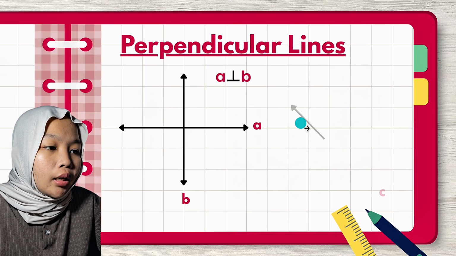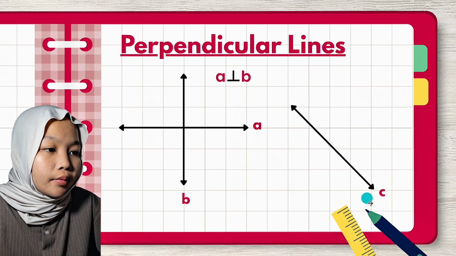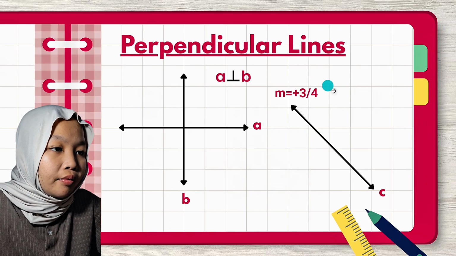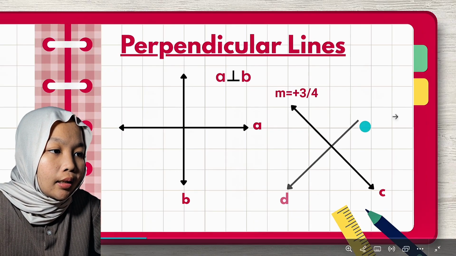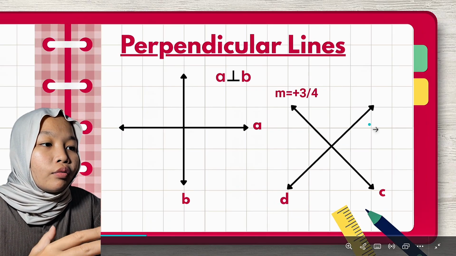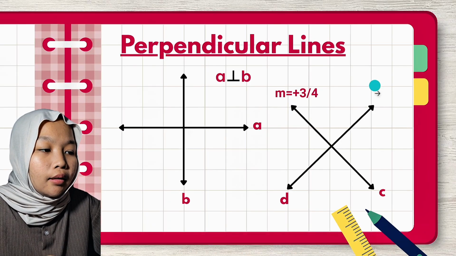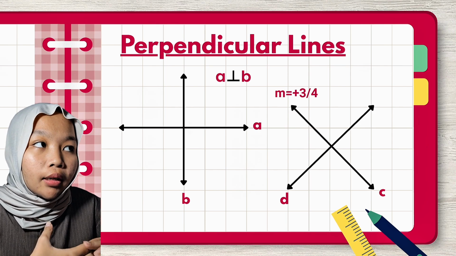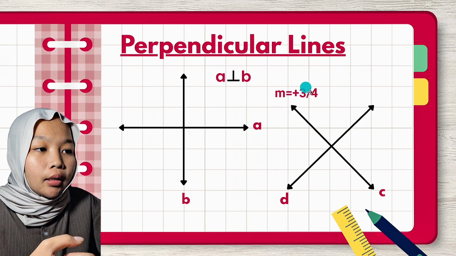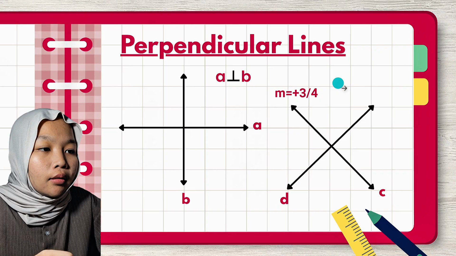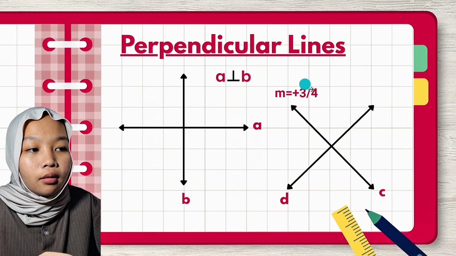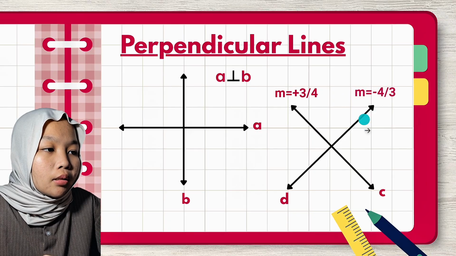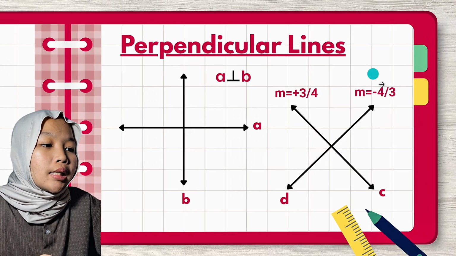Now, when we have this line C, then we know the value of the gradient or the slope is positive 3/4. Then there is a line D in here, and we want to find the value of its gradient. So when we want to find the value of the gradient, we can flip the denominator and numerator and change the sign. The positive becomes negative. So it becomes like this. The value is negative 4/3.